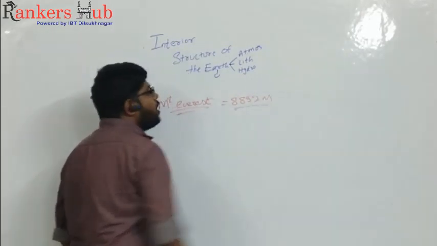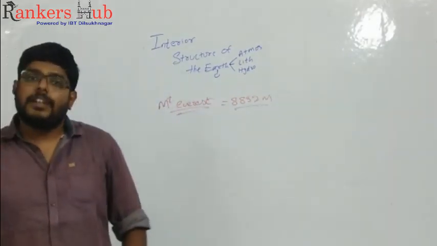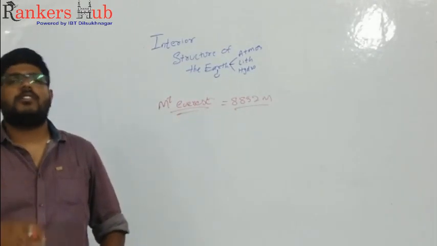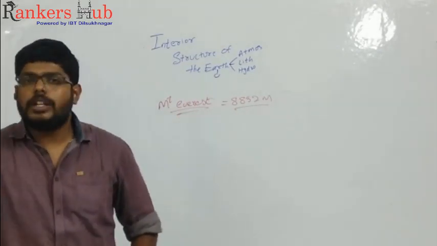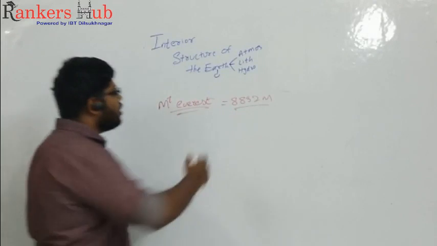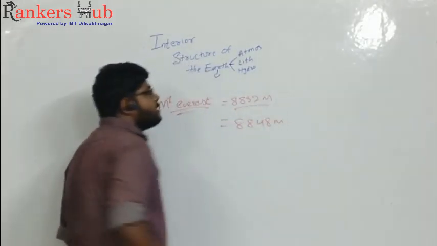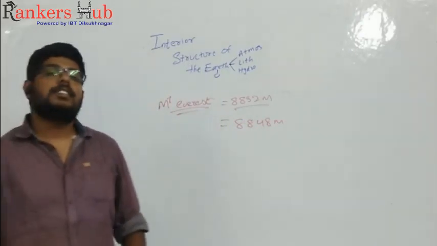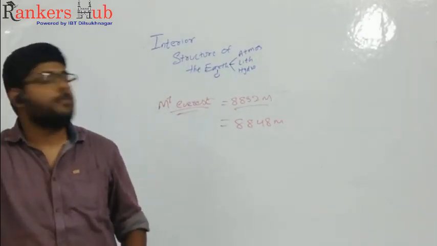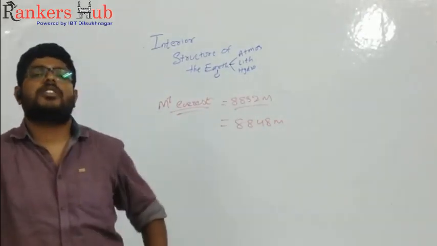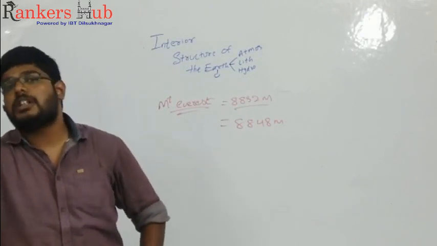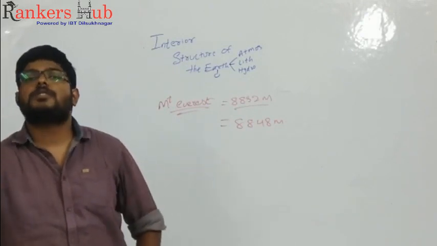That means 8.8 kilometers. But if we see the height of Mount Everest 15 to 20 years ago, when we were children, the height was 8848 meters. When I was reading in 6th to 7th class, at that time the height of Mount Everest was 8848 meters. But now the height of Mount Everest is 8852 meters.